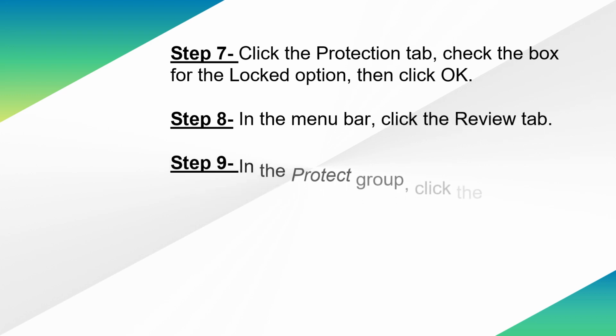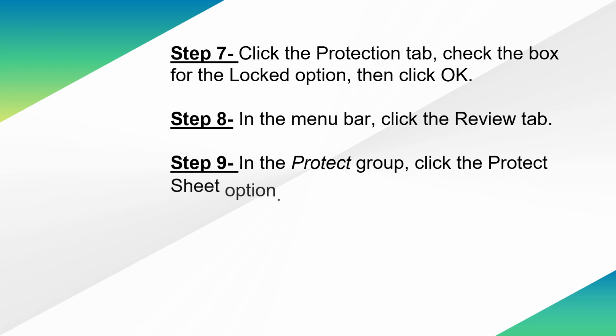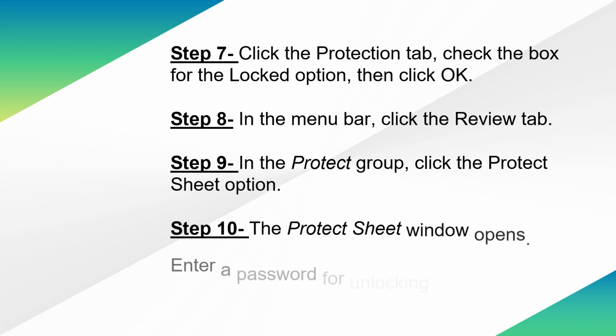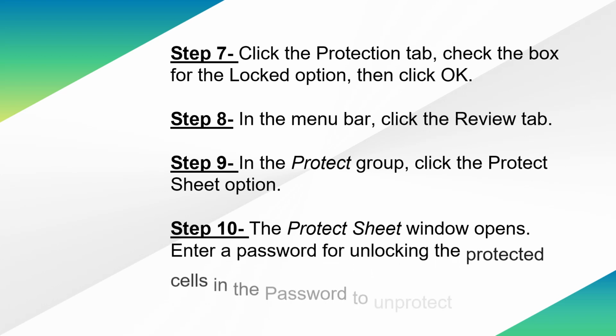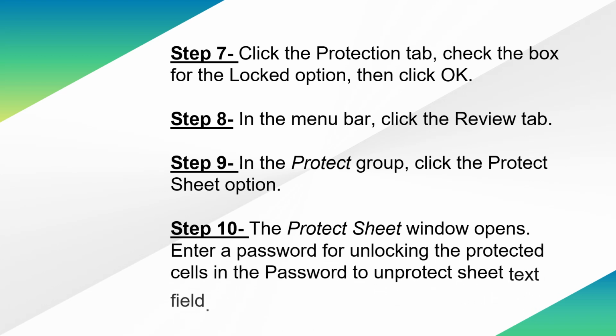In step 9, in the Protect group, click the Protect Sheet option. Step 10. The Protect Sheet window opens. Enter a password for unlocking the protected cells in the password to unprotect sheet text field.